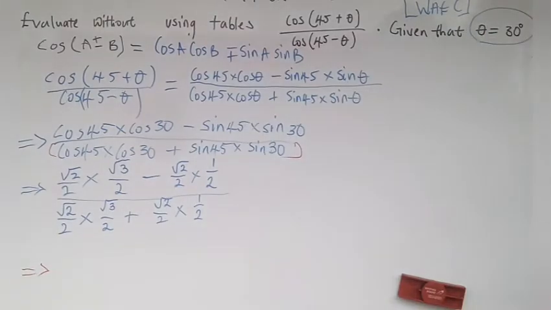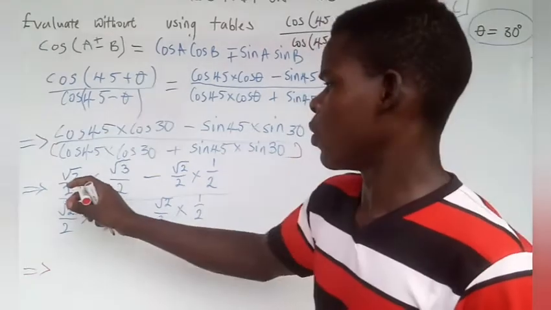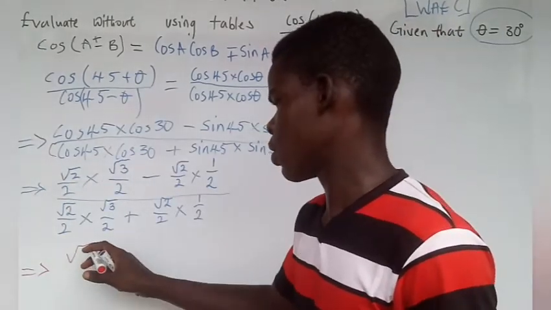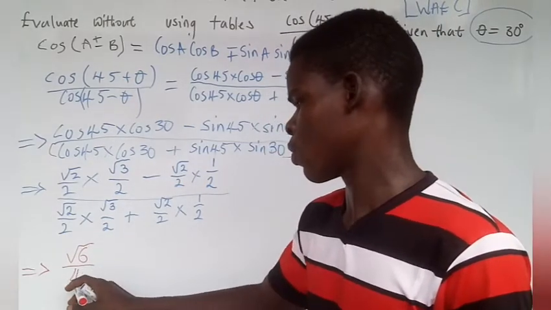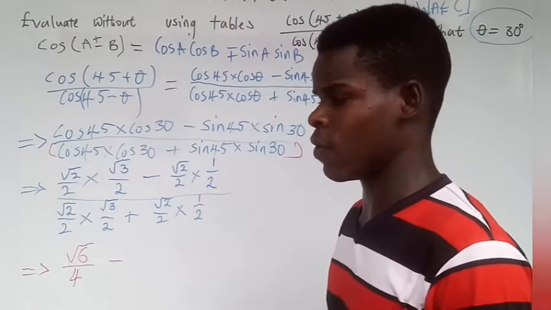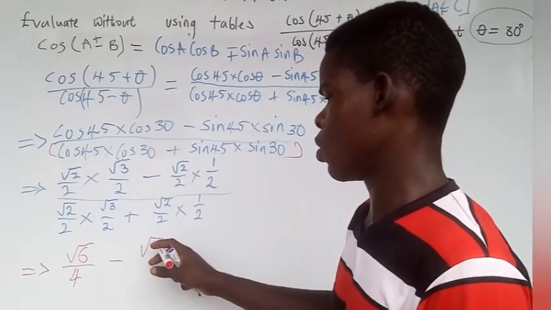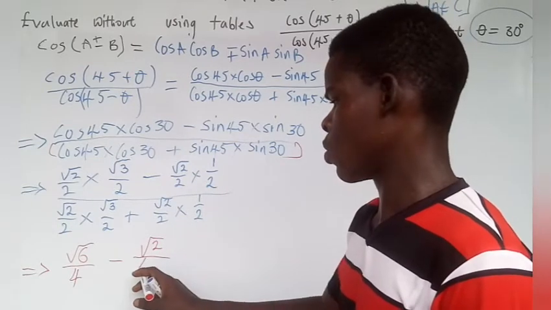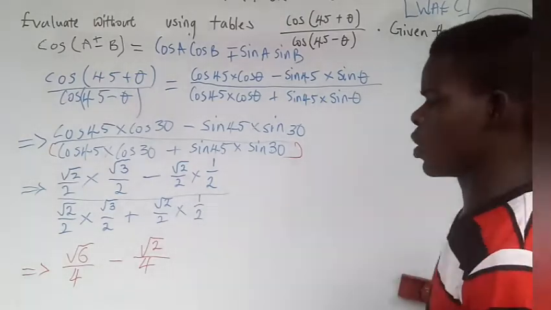Okay, now let's evaluate. Root 2 times root 3 is root 6. 2 times 2 is 4. Minus root 2 divided by root 2 over 2. Root 2 times 1 is root 2, divided by 2 times 2 is 4. Okay, same thing with the denominator.